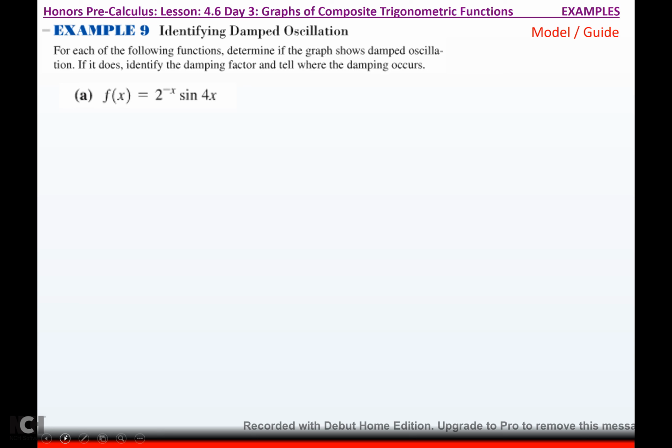So your directions say, for each of the following functions, determine if the graph shows damped oscillation. If it does, identify the damping factor and tell where the damping occurs. Well, the only way to decide if damping is going to occur is to graph it.